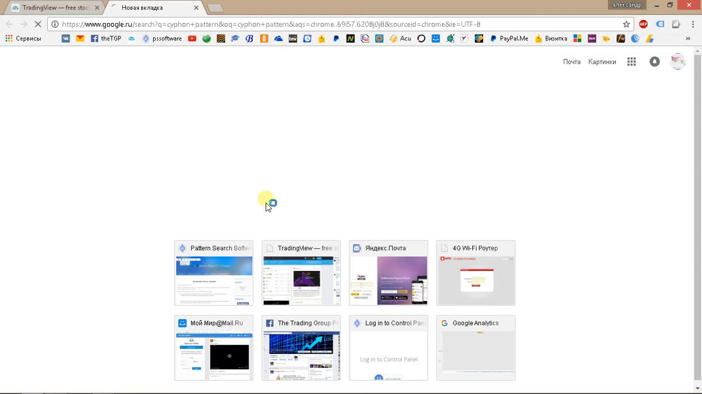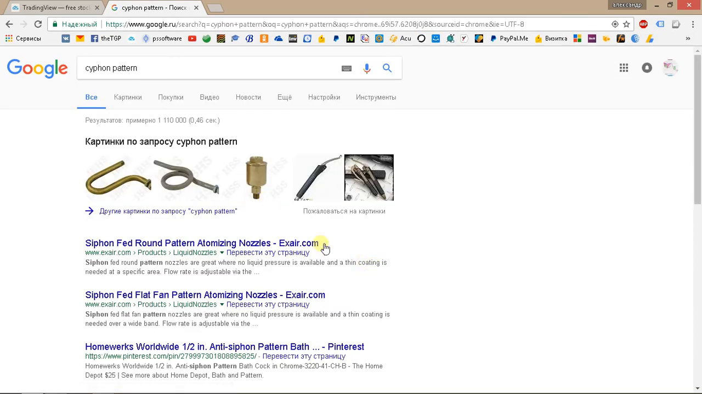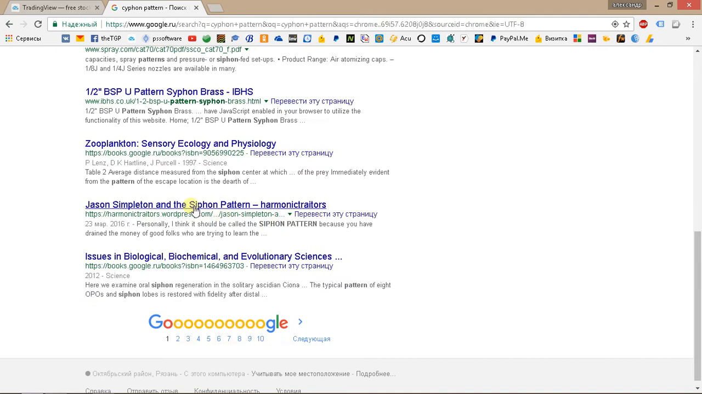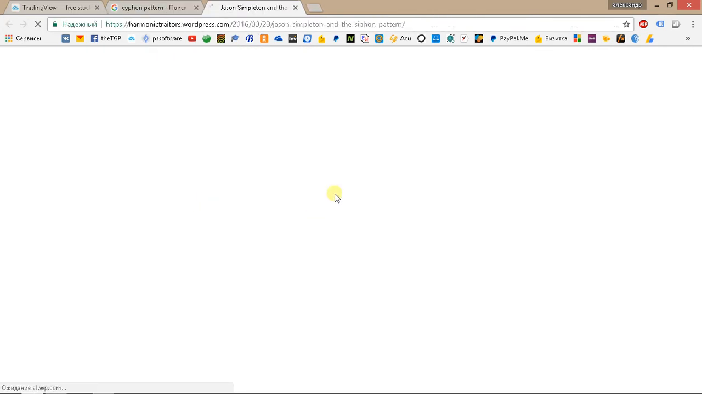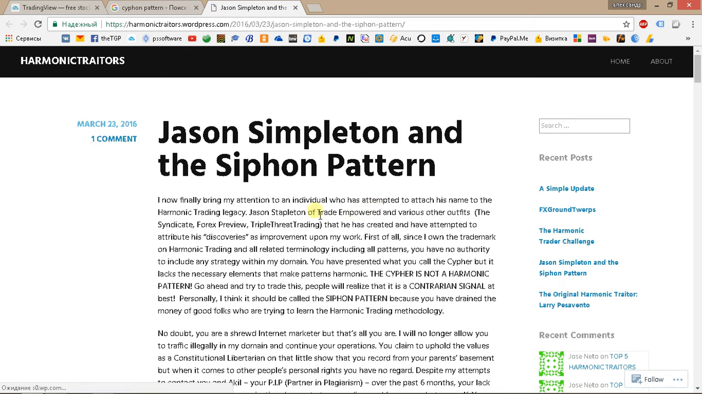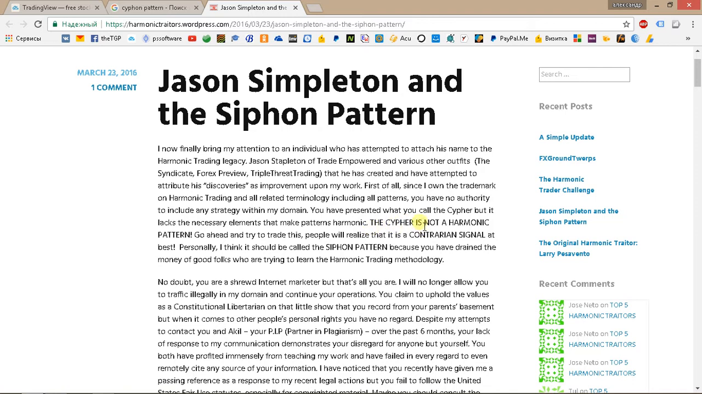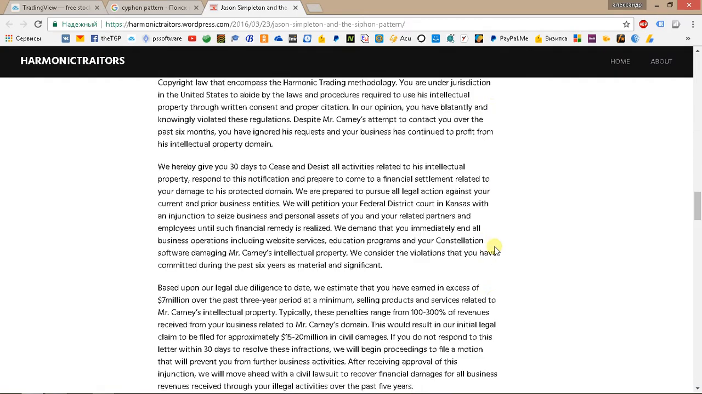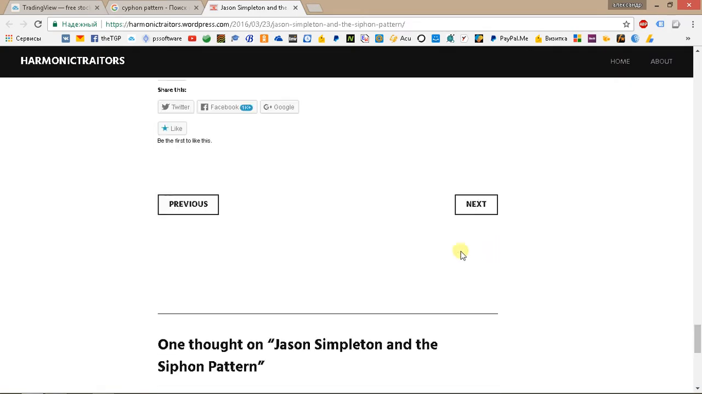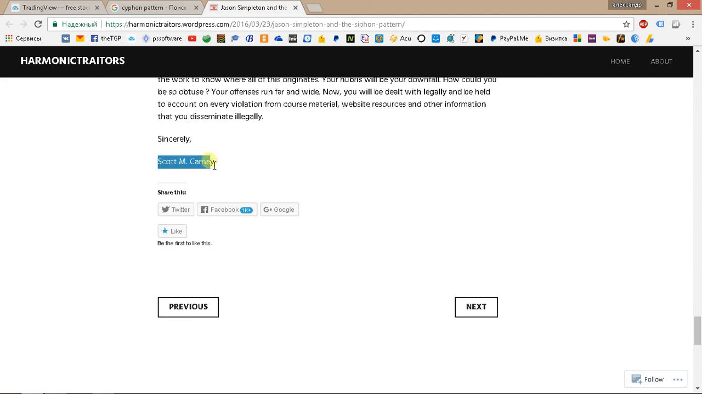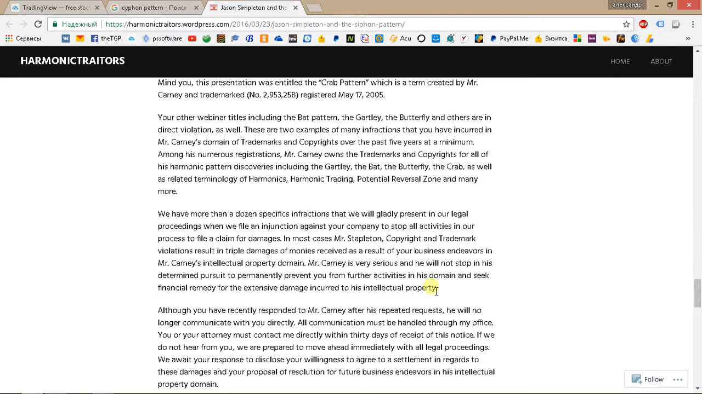This is what Mr. Scott Carney thinks about the cipher pattern. Where is that? Jason Simpleton and the cipher pattern. And you can read harmonic trading legacy, trading powers. The cipher pattern is not a harmonic pattern. Go ahead and try to trade this. People will realize that it is a contrarian signal at best. Okay, so this is the official blog of Mr. Scott Carney, and he himself tells us that the cipher pattern is not a harmonic pattern.